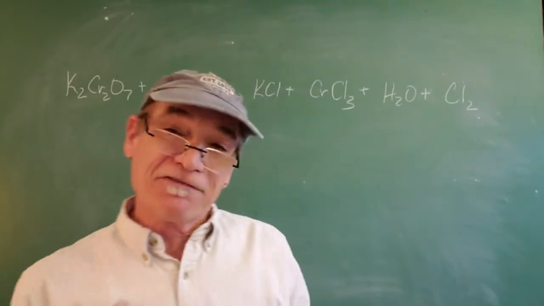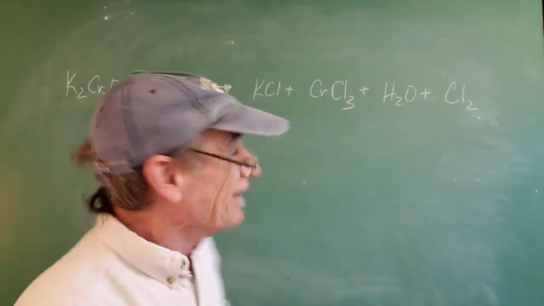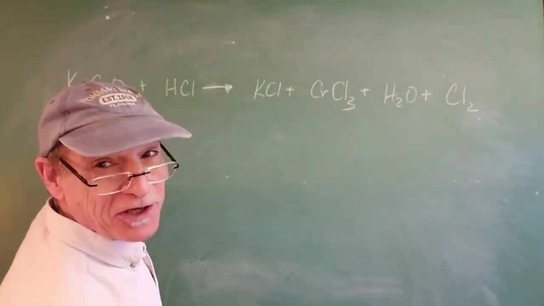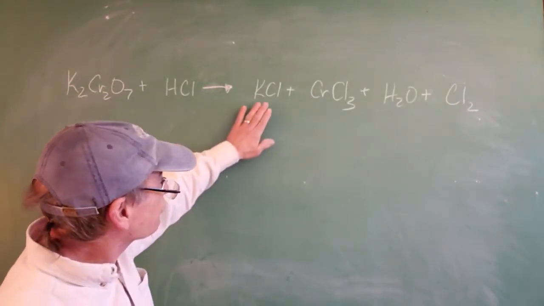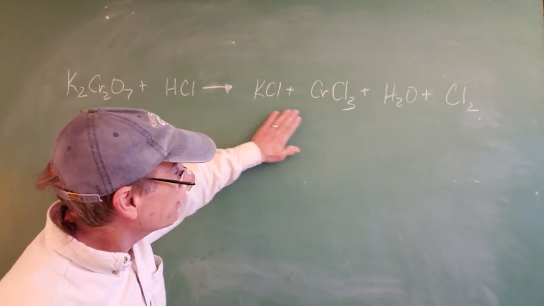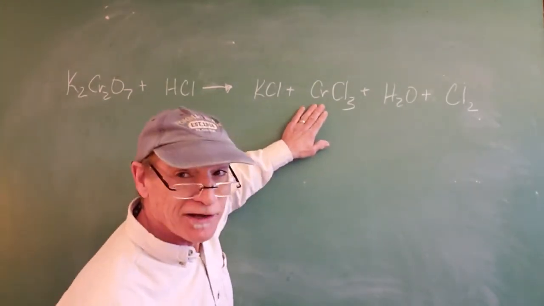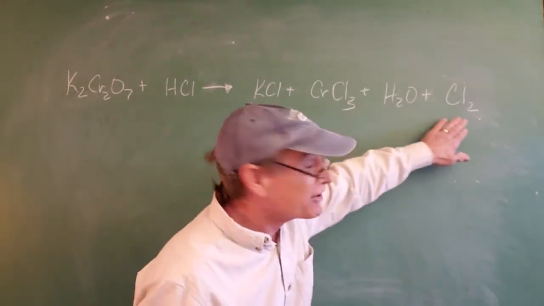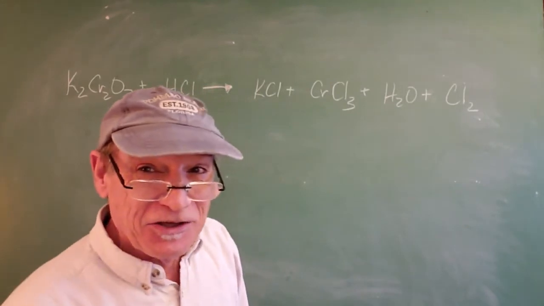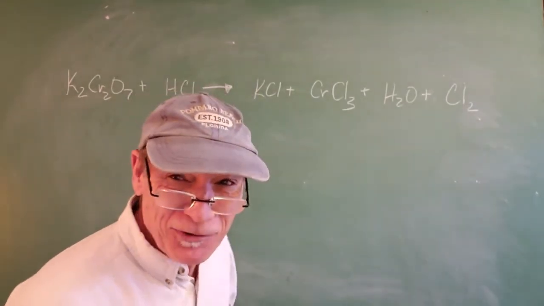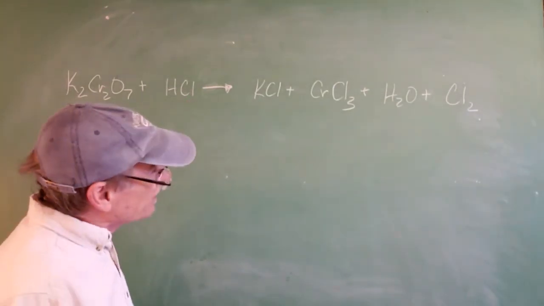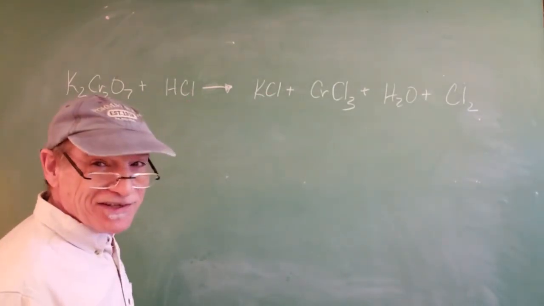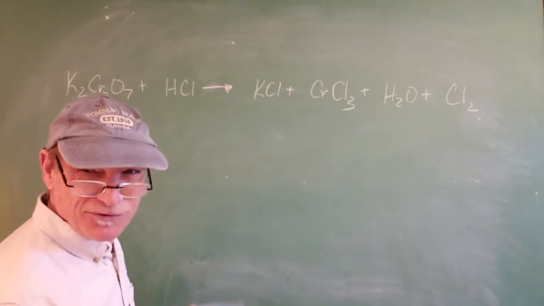I couldn't resist. I found another really good one in a book. This is potassium dichromate. Let me duck down a little bit here. Potassium dichromate and hydrochloric acid to make potassium chloride, chromium 3 chloride, water, and chlorine gas. Now you notice there's chlorines going everywhere in this thing, and they're all coming from the HCl. But as we assign oxidation numbers, something gets revealed here.